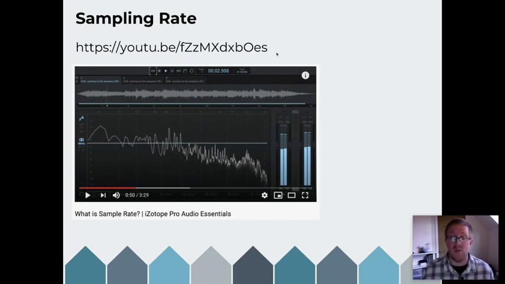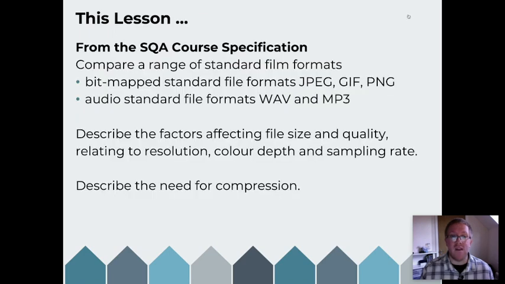In this lesson, we have looked at standard file formats, we've looked at images, JPEG, GIF, and PNG, we've looked at audio, WAV, and MP3. We've looked at the factors that will affect the size of these files, mainly the resolution, the color depth, and the sample rate, and we've looked at why we need to compress files.